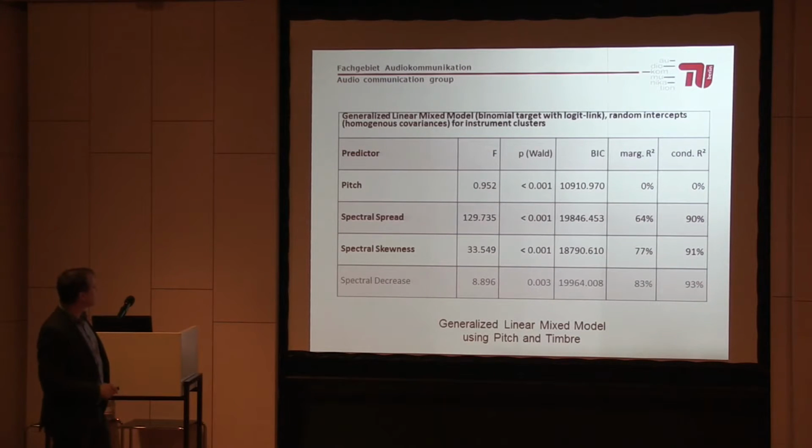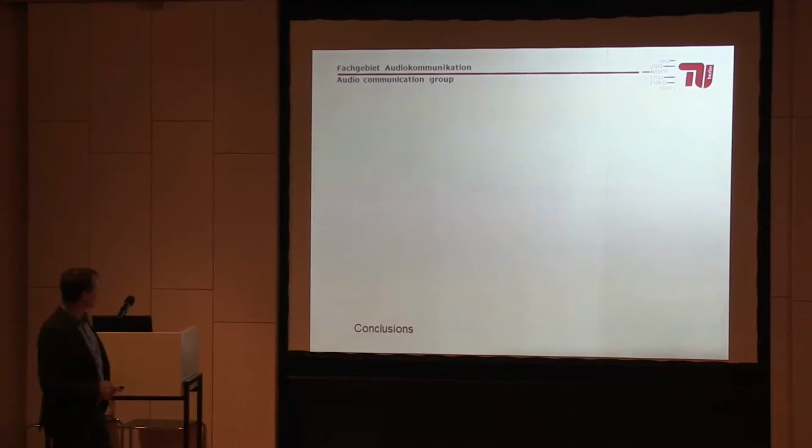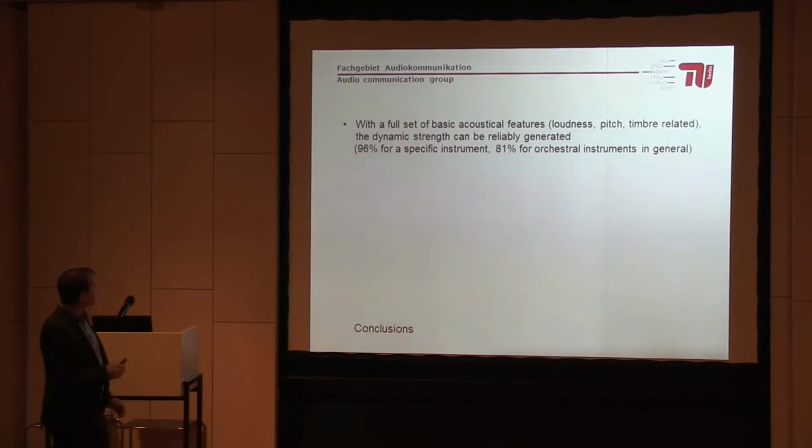The second model, without loudness, the same picture, the conditional R squared is if you take these two predictors, reaches also more than 90%, and it's a little less if you don't consider the identity of the instrument. So if we conclude, we can say that with a full set of basic acoustical features, and that's what I would describe the features that we use, so there's not much cultural or musical experience or learning included. It's just spectrum, sound power, and pitch. The dynamic strength is a very reliable parameter.